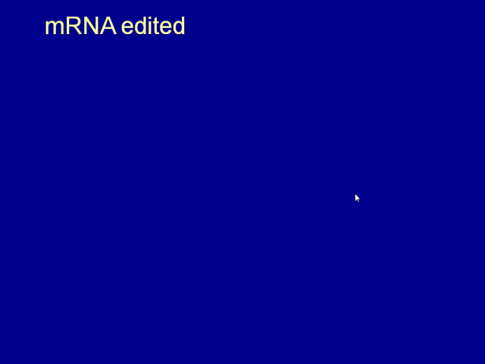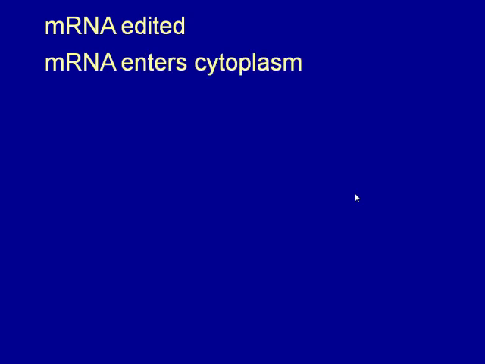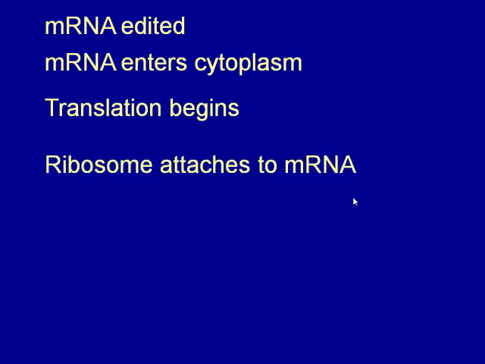And we have to edit the messenger RNA, cutting out the parts that aren't important, and then we allow the messenger RNA to go through one of those nuclear pores, remember those are pretty good size, so it can get into the cytoplasm. And it's in the cytoplasm that we begin the translation process. You'll remember that the site of protein synthesis is the ribosome. So the ribosome has to attach to the messenger RNA.